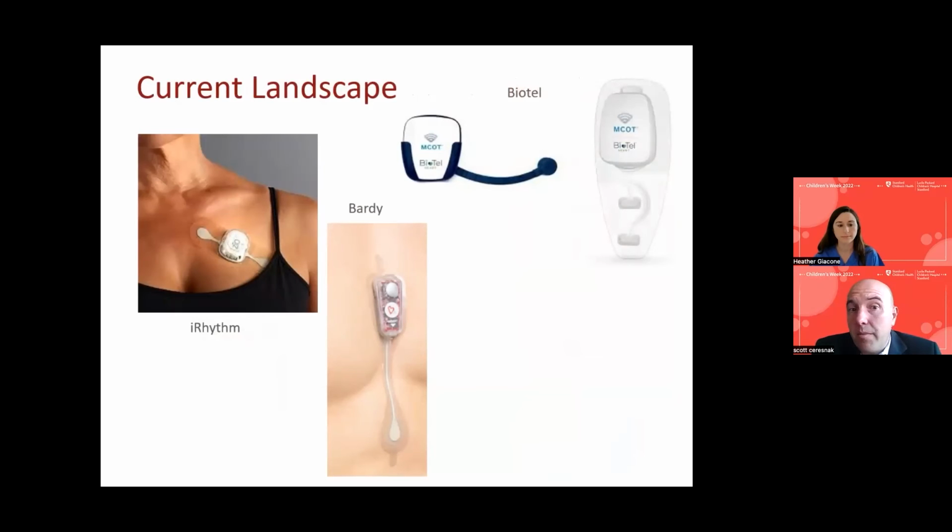Now, the current landscape of the monitors that we use are much nicer, right? So on the left is the example of the Zio patch. There's a Carnation monitor, a Biotricity monitor. So these often are stickers that sit on the chest. Usually no one can see them when they're covered by a t-shirt, and can have extended rhythm monitoring, so usually about 14 days. Some of the monitors can be up to 30 days. And really, our goal in this patient with palpitations is to document the rhythm during one of these episodes.